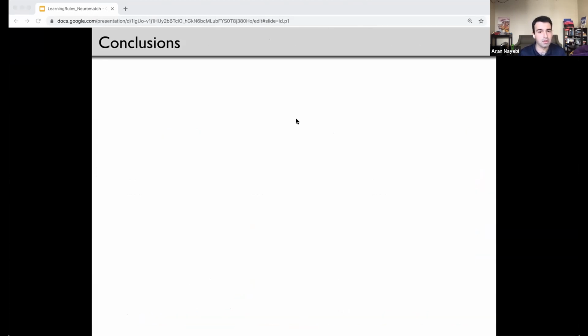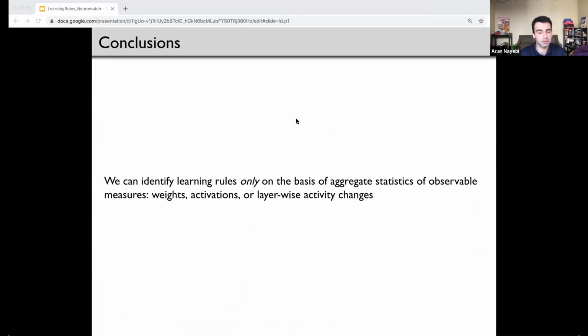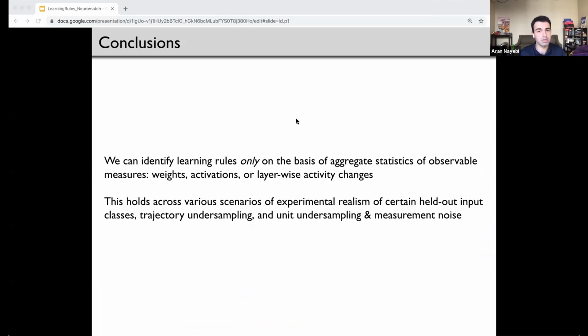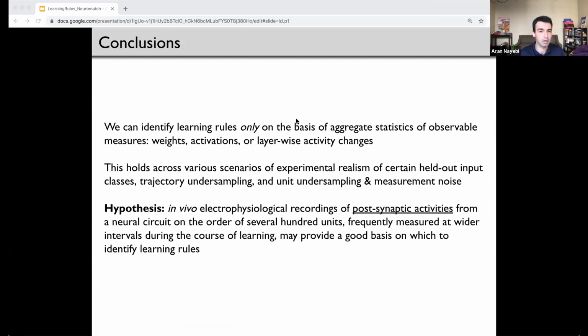So in conclusion, we show that we can identify learning rules solely on the basis of observable statistics without knowledge of the architecture or the task, and that this holds across various scenarios of experimental realism that we considered. Our overall hypothesis from this work is that in vivo recordings of postsynaptic activities on the order of several hundred units measured semi-regularly may provide a good basis on which to identify learning rules.